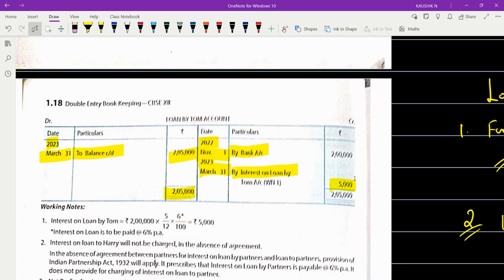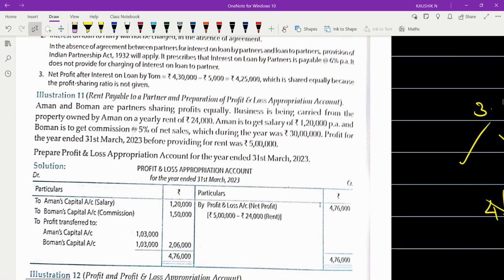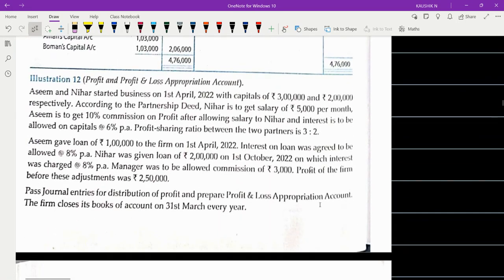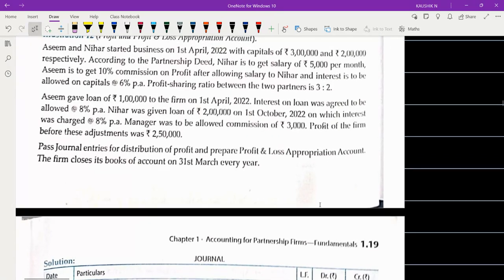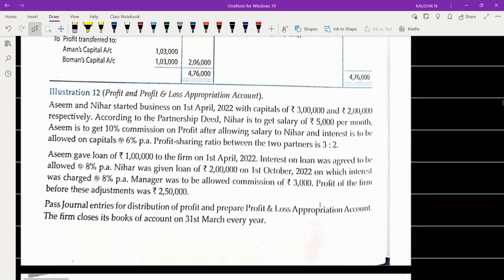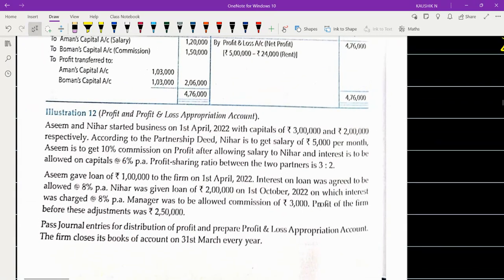Okay, fine. So the next one which we are going to discuss is all about interest on drawings. But before that, let me show you a question. Here there is question number 12. Asim and Nihar started the business on 1st of April 22 with a capital of rupees 3 lakh and 2 lakh respectively.